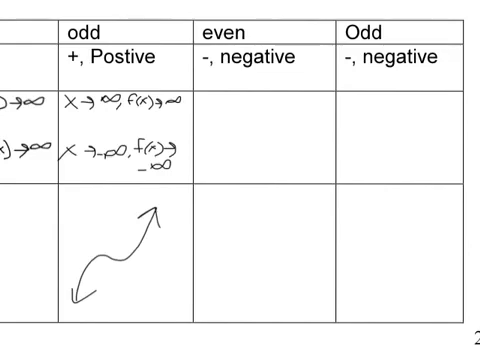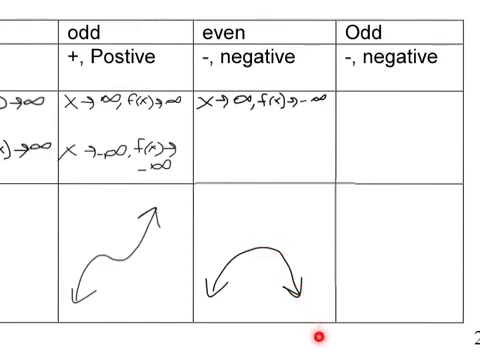Let's talk about even and negative. Well, even and negative is going to look something like this. It's going to have some curve down, so now we can tell, okay, as x approaches infinity, f of x is going to approach negative infinity, because as we go to the right, the graph goes down and down and down. And then as x approaches negative infinity, meaning as we go to the left, f of x, the height, is going to also approach negative infinity.